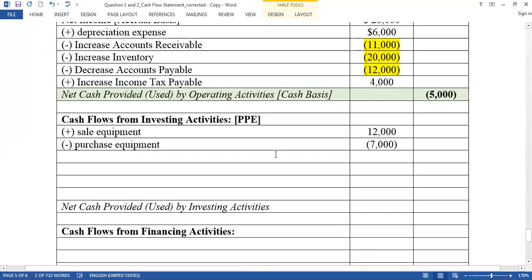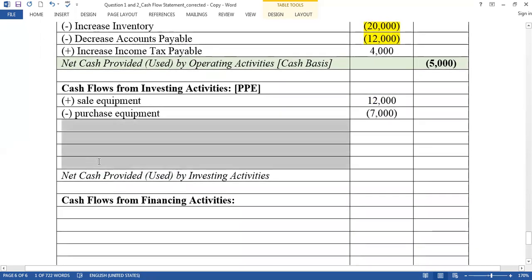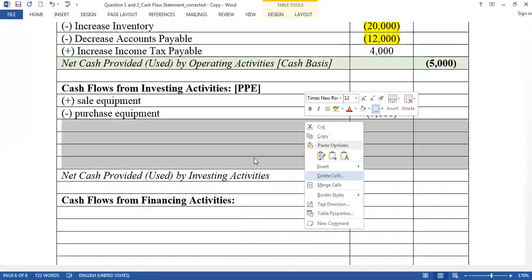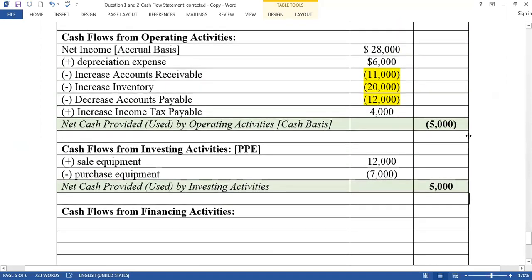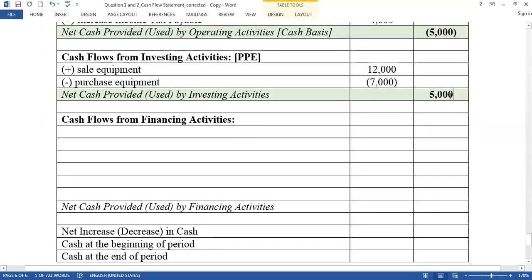Okay, so we have done this part, and it is plus $5,000. So we have done operating activities, it is minus 5,000. We have done investing activities, it is plus 5,000. Now we have financing activities. Which are the financing activities?